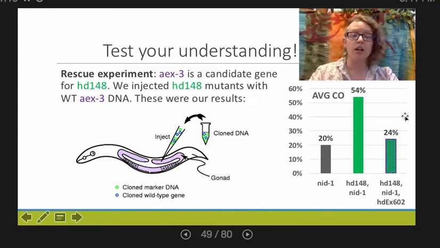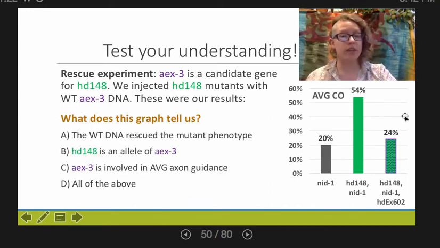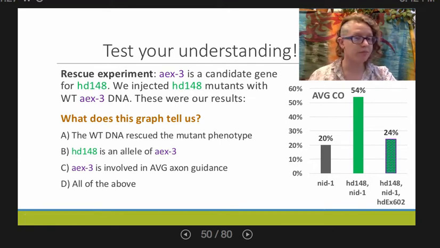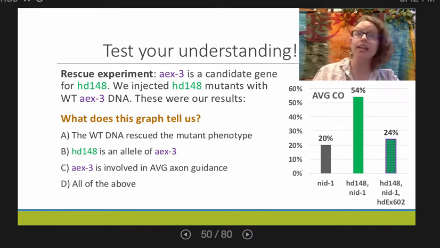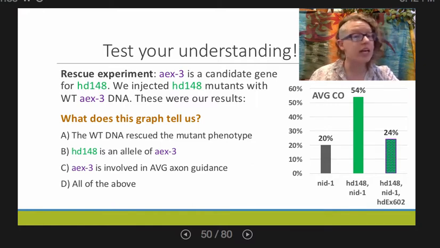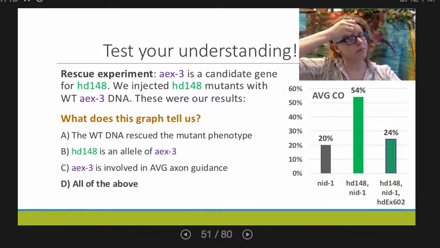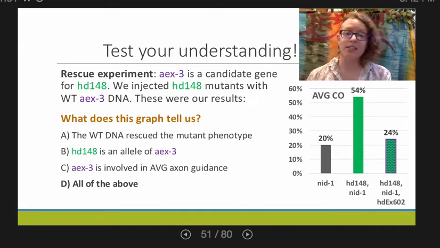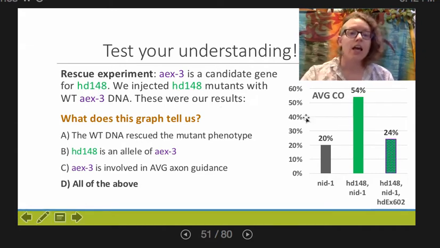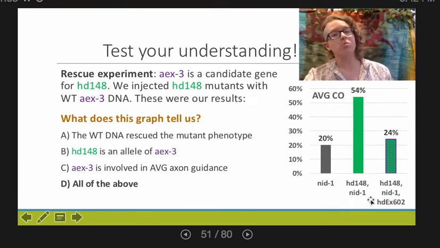So, what does this graph tell us? A, the wild-type DNA rescued the mutant phenotype. B, HD148 is in fact an allele of AEX3. C, AEX3 is involved in AVG axon guidance. Or D, all of the above. So pause it and come back. Are you back? You're back. It's all of the above. Just this one experiment, this one graph, tells us all these things. And yes, you don't see the word AEX3 in this graph.